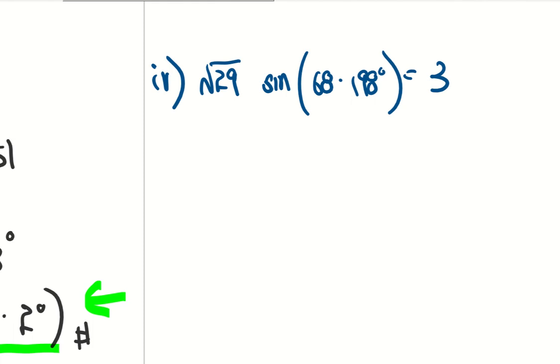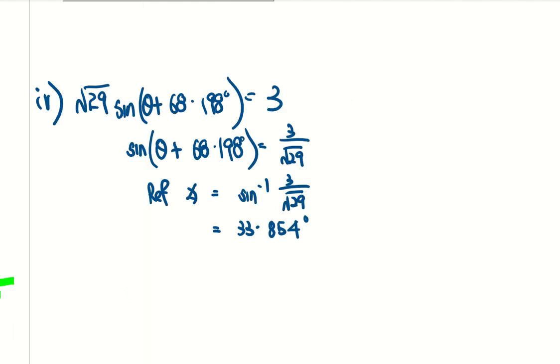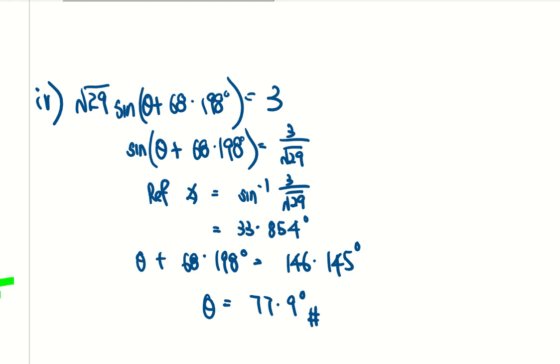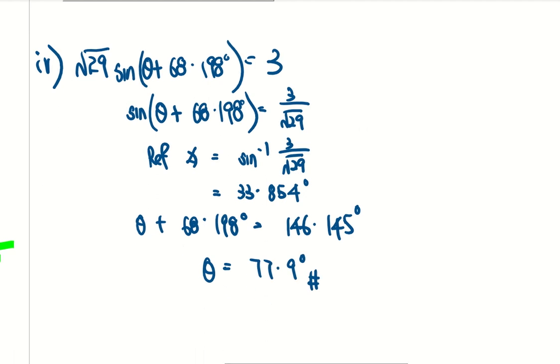Single trigo term. Do your normal solving, find the reference angle, and remember, after finding the reference angle, I must take note there could be 2 possible answers in the first and second quadrant. It seems like in the first quadrant it's not possible because if I minus off the 68, I'll get a negative angle. So I'll find my solution in the second quadrant. And then I go about finding my theta for it, leaving our final answer in 1 dp again.